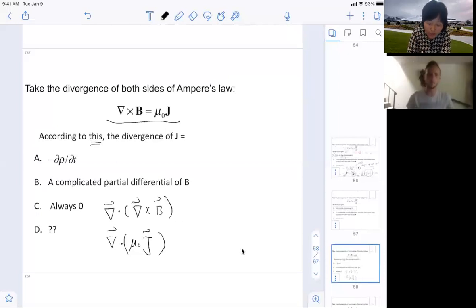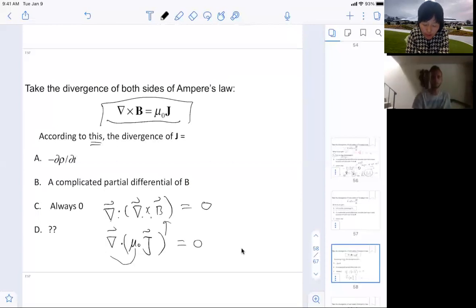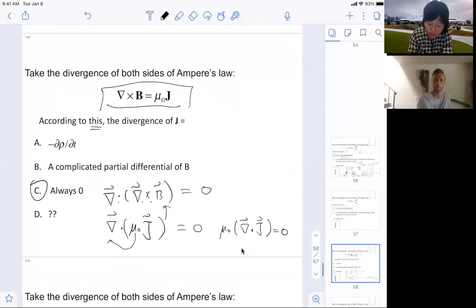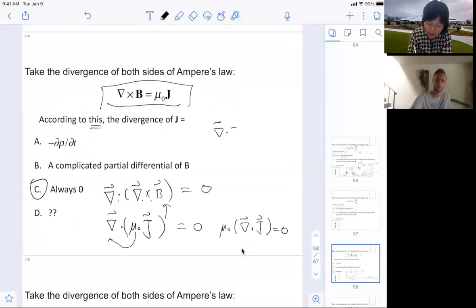All right, very good. You can see the divergence of a curl is always zero. That's math. So if this is true, then the divergence of mu naught J should equal zero, the left-hand side should also be zero, right? This is a constant. So the divergence of J should always be zero according to Ampere's law. But what do we know about the divergence of J? Divergence of J is equal to negative d rho dt. This is what we derived about charge conservation.